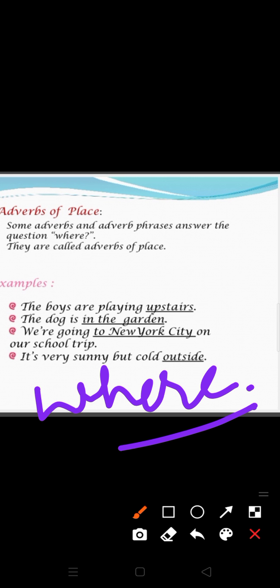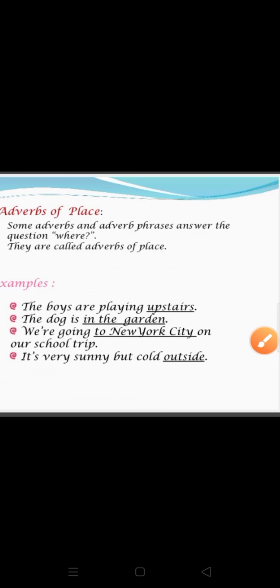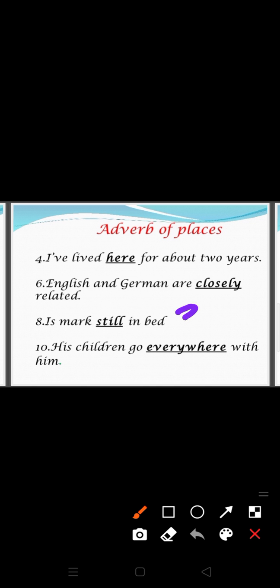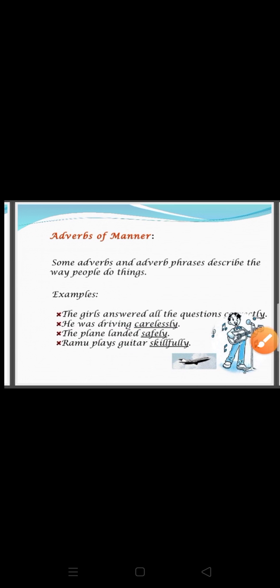Again, adverb of place. It is a very sunny day but cold outside. Again, we are answering the question where here. Adverb of place, some more examples. I have lived here about 2 years. English and German are closely related. Is Mark still in the bed? Where is Mark? Question mark, interrogative adverb. His children go everywhere with him. So these are also the adverb of place.